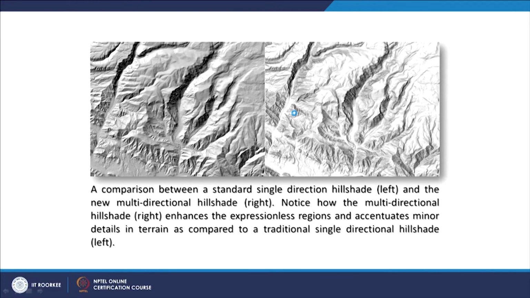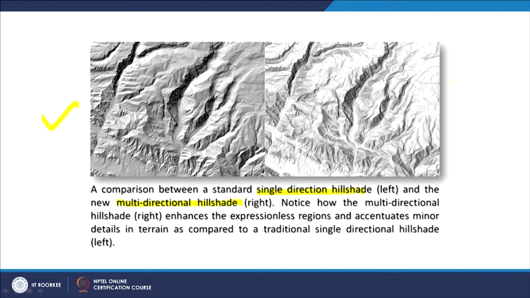Now, this is the comparison between a single directional hillshade versus a multi-directional hillshade. Here you can see very clearly that a lot of features, landforms, ground features which we have been completely missing in single direction hillshade are becoming obvious in multi-directional hillshade.